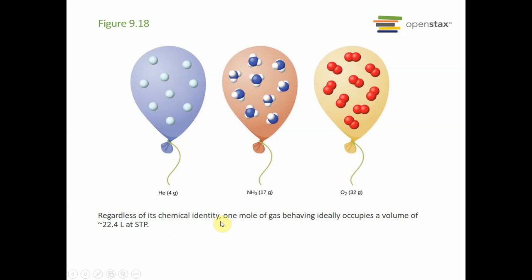Regardless of its chemical activity, 1 mole of gas, behaving ideally, occupies a volume of 22.4 liters at standard temperature and pressure. So it doesn't matter if it's 1 mole of helium, 4 grams, or 1 mole of ammonia, or 1 mole of oxygen. They all occupy the same volume of gas.